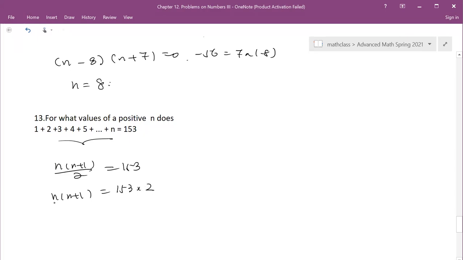So the left-hand side is the product of two consecutive integers. The right-hand side is not, so you should factor 153. 153 is divisible by at least 3. Okay, so 153 divided by 3 is 51, so it's 51 times 3 times 2.